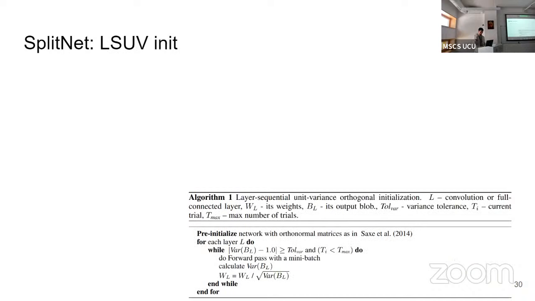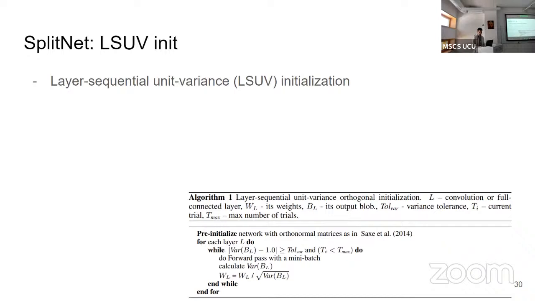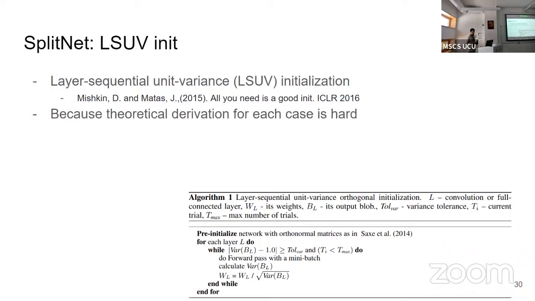And the second component was the initialization method. I tried many methods, but the process was very brittle, and it seems that what actually worked was the layer-sequential unit-variance initialization that was introduced in the paper All You Need Is a Good Init. The problem that I and the authors encountered was that the theoretical derivation for these new Lego blocks is really hard. You can do it once for a common nonlinearity like ReLU or tanh, but when you do something new, you need to go through this formal math, and this is very messy.